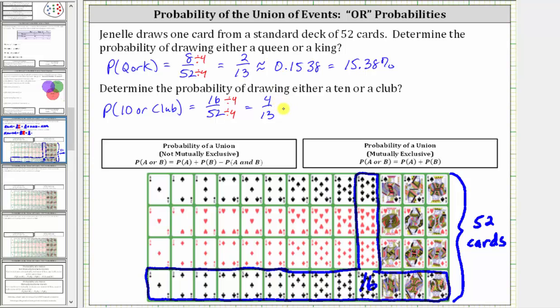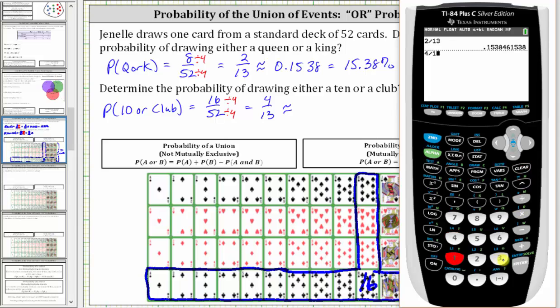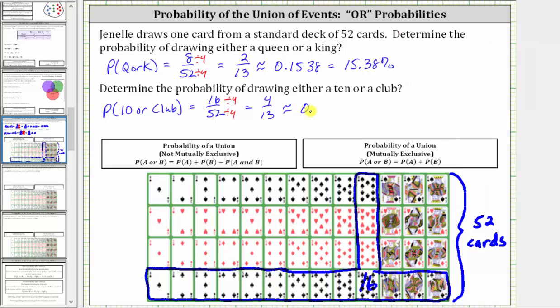Let's go ahead and find the decimal and the percent. 4 divided by 13 to 4 decimal places is approximately 0.3077, which is 30.77%.